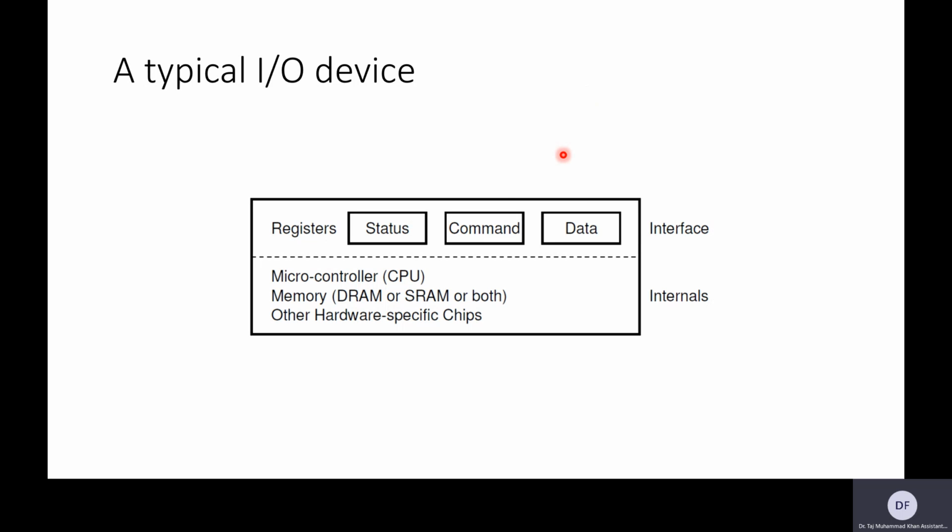So these command and data registers will be used to give commands to the device and transfer data to and from the device. This is a general kind of interface that every device would have. The number of registers may vary, the sizes of the registers may vary, but typically we will have these categories of registers.